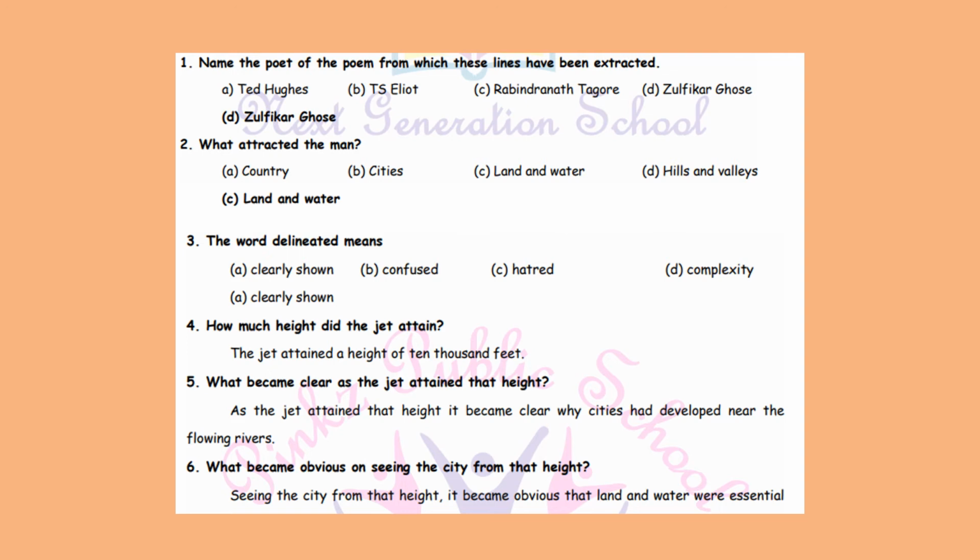What became clear as the jet attained that height? As the jet attained that height, it became clear why cities had developed near the flowing rivers. What became obvious on seeing the city from that height? Seeing the city from that height, it became obvious that land and water were essentials.